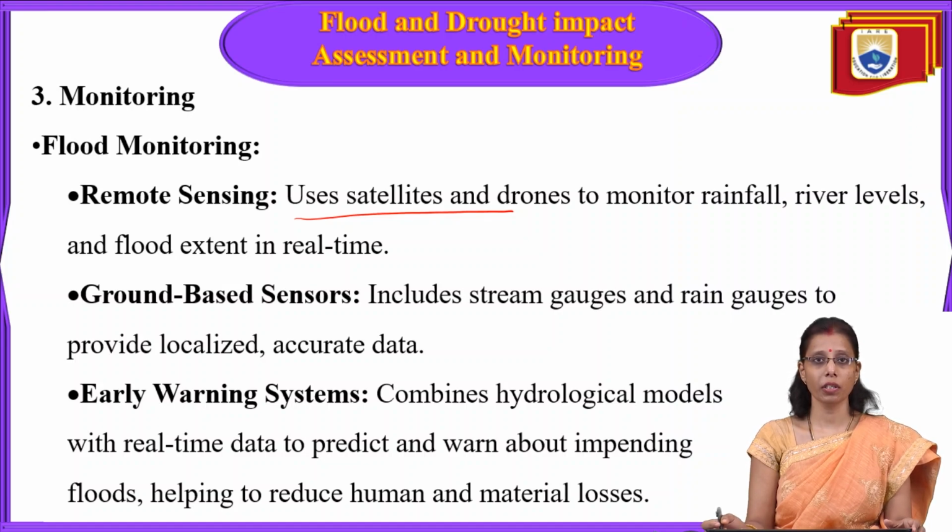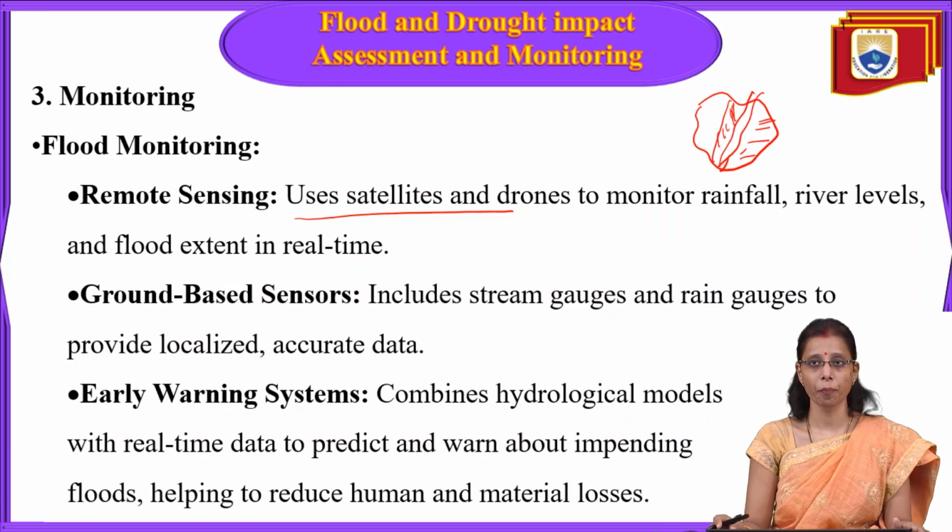It will tell you about the river flood extent in real time. For example, this much area is covered with water. Suppose this is the river which is flowing like this. How much area is affected? This much area is affected, or this much area is affected. It will tell you the area which is directly affected by the flood, and it can monitor and tell the river levels, how much water is present, and the flood extent in real time.